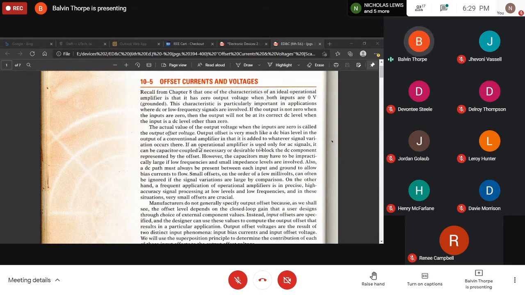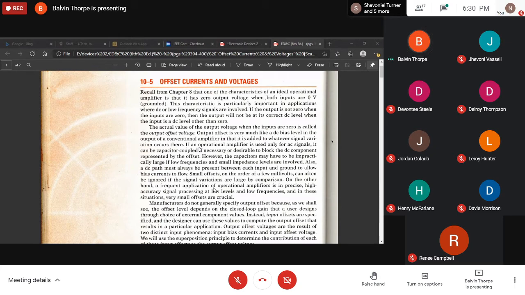If an operational amplifier is used only for AC signal, it can be capacitor coupled if necessary or desirable to block the DC component represented by the offset. However, the capacitor may have to be impractically large if low frequency and small impedance levels are involved. Also, a DC path must always be present between each input and ground to allow bias signal to flow.